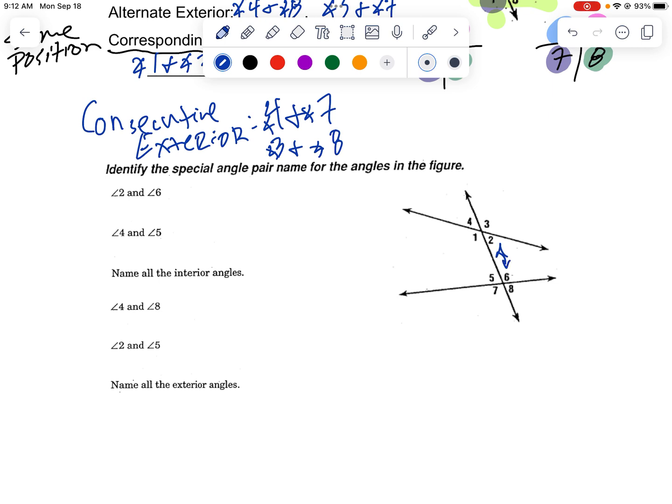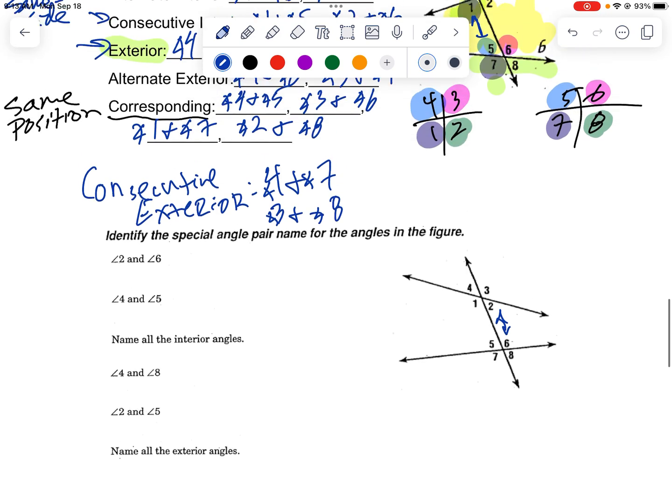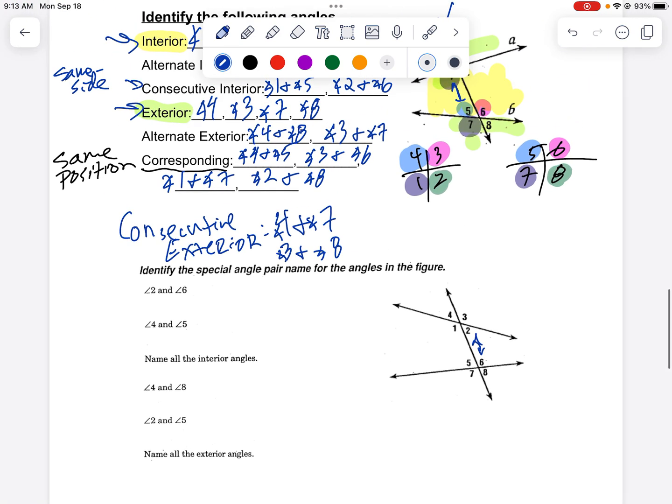Well, the first question I ask myself is, are they interior or exterior? Are they in between our 2 lines or are they outside of our 2 lines? Okay, 2 and 6 are on the interior, so they're interior angles. So I know that my answer is going to have to be an interior one. So it's either are they alternating or are they consecutive? Are they alternating or are they on the same side of the transversal? These 2 are on the same side, so these are considered consecutive interior.